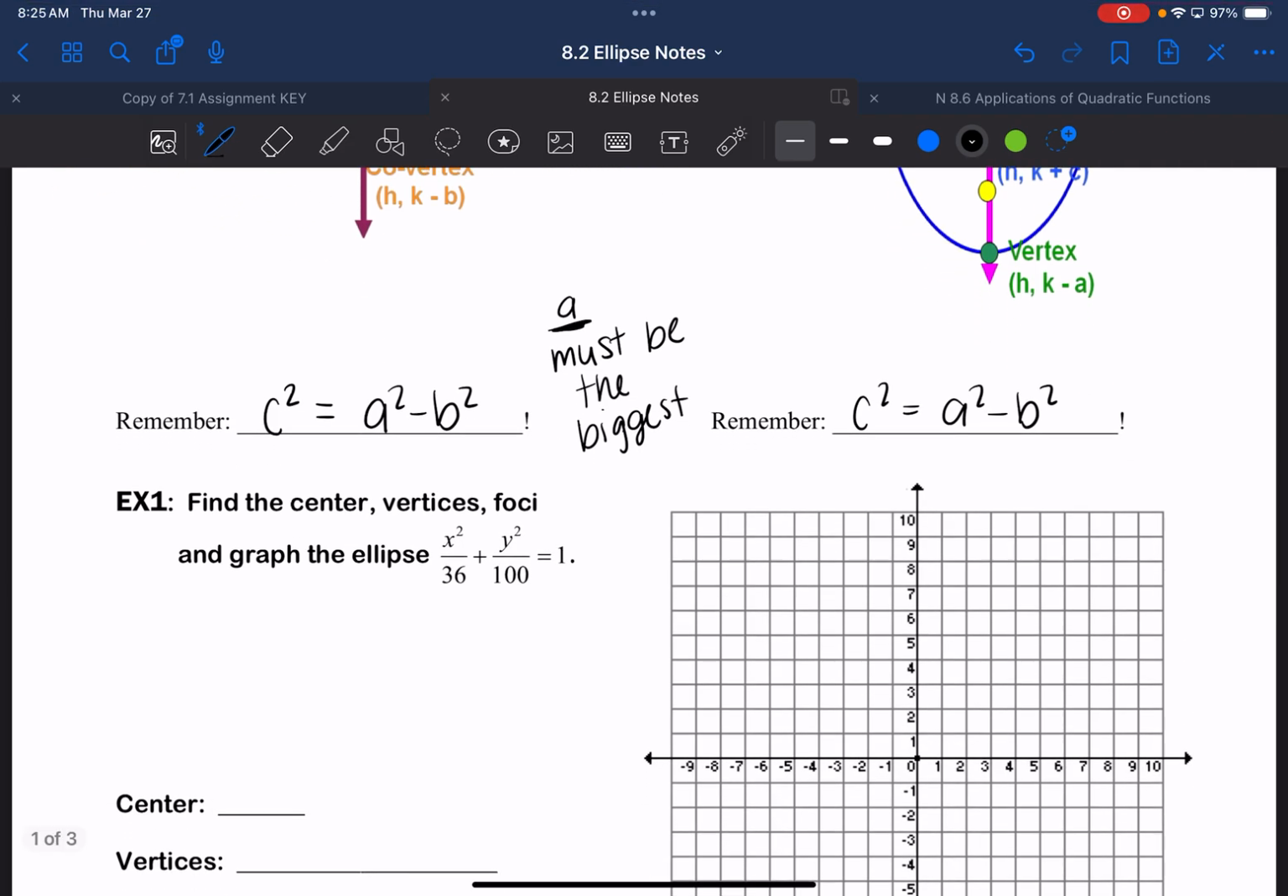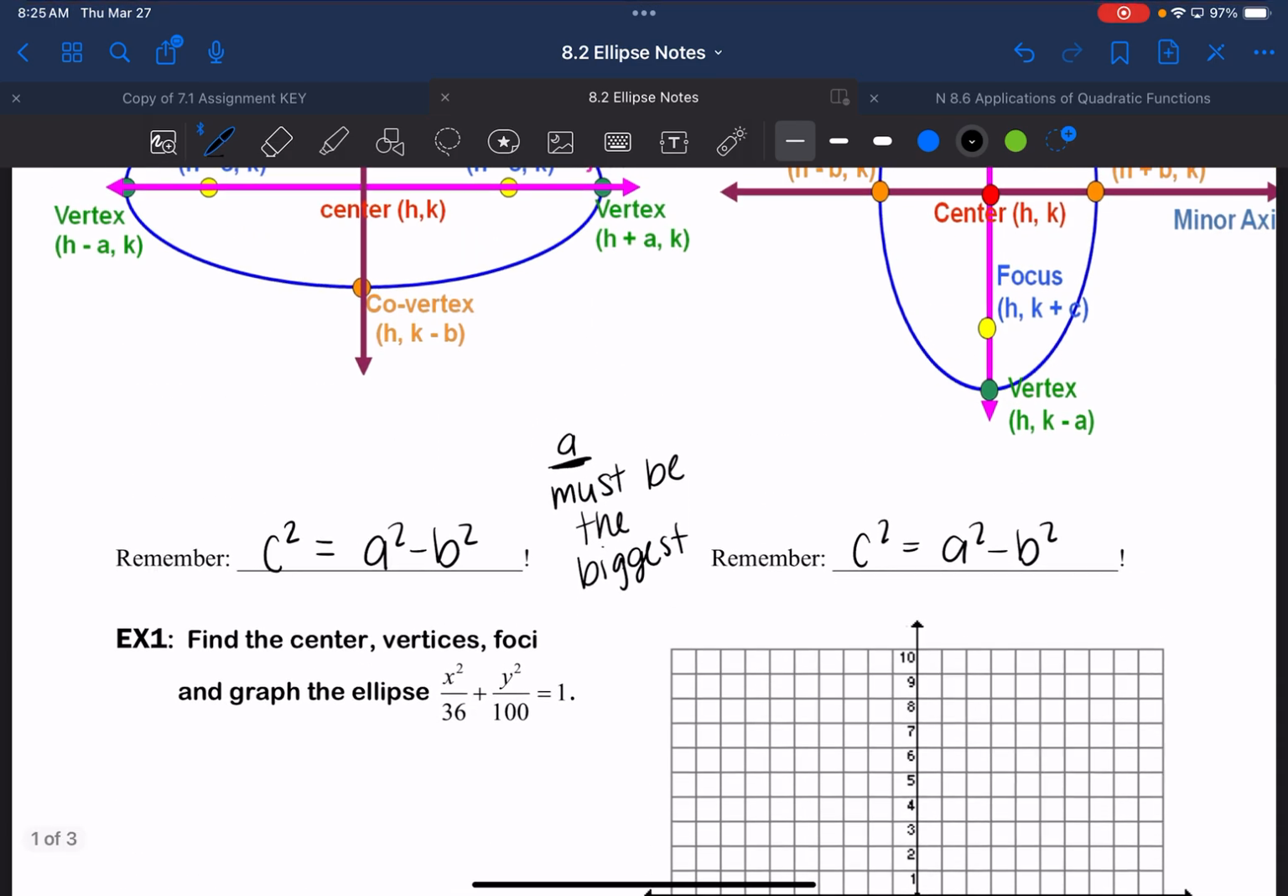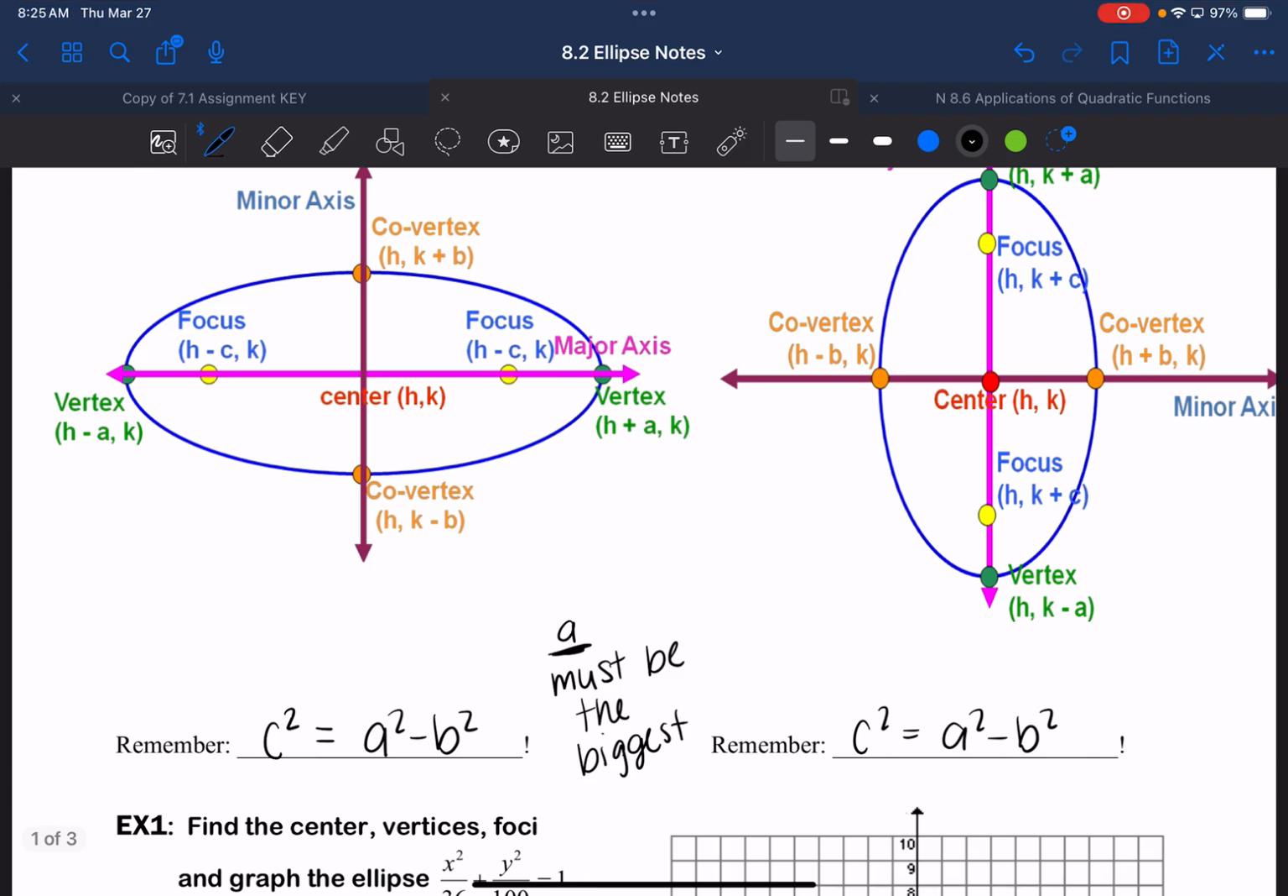All right. So, on example number 1, they want us to find the following pieces. It says to find the center, vertices, the foci. We are going to have 2 foci, right? That's why they use the plural form, because it comes this way, we have a focus here. It comes this way, we have a focus here. All right, so we're going to have 2 of them.